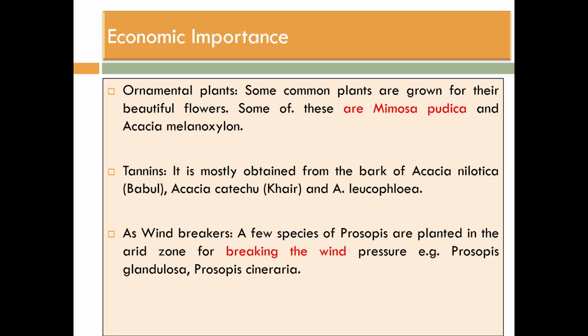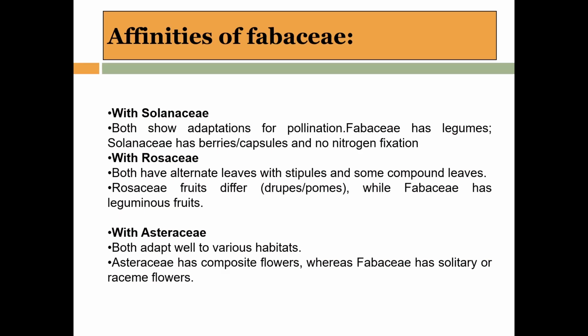The tannin is mostly obtained from the bark of Acacia nilotica, that is babul, Acacia catechu, and Acacia leucophloea. Many of the plants are also used as windbreakers, like a few species of Prosopis planted in the arid zone to break the wind pressure. And Prosopis glandulosa and Prosopis cineraria also have adaptations to xerophytic conditions. So that is about these three subfamilies of the Fabaceae.